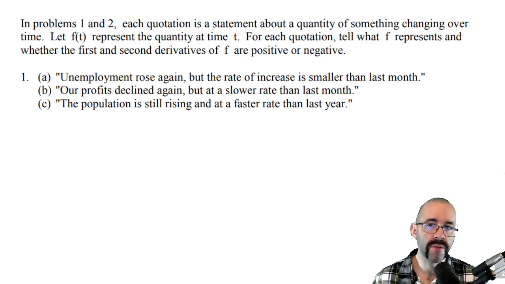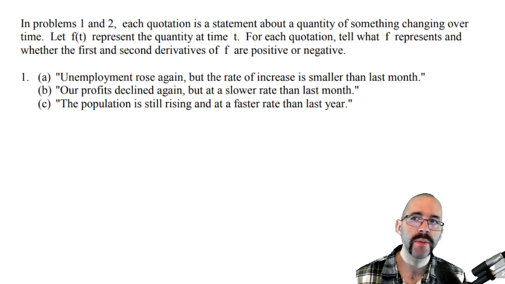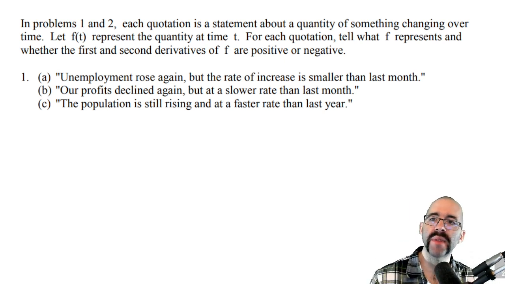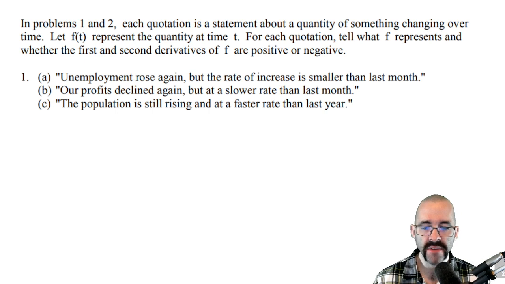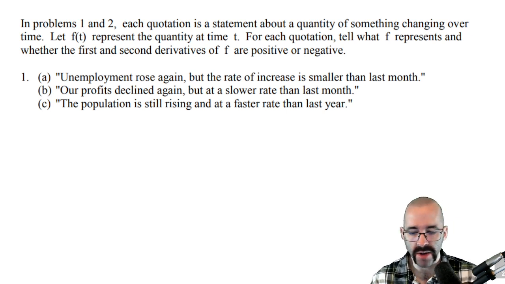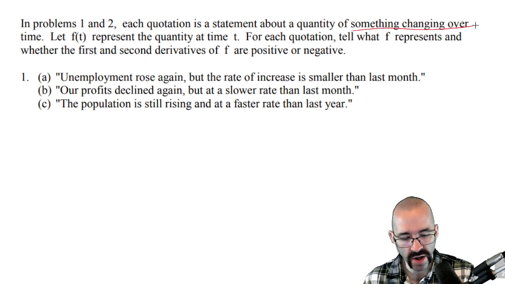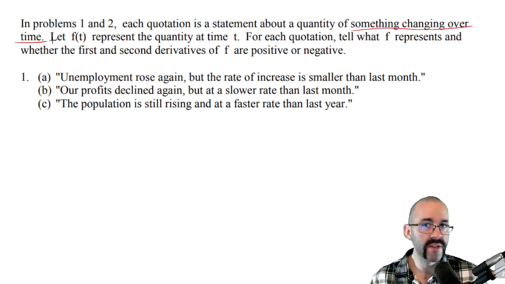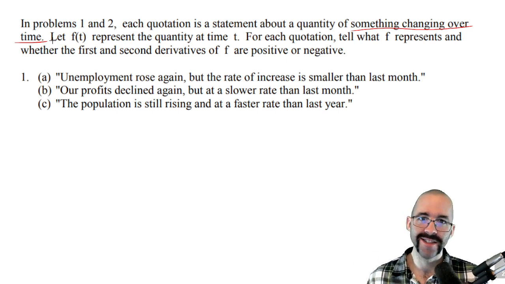This first homework problem from the book that I want to talk about is more conceptual and a little bit squirrely. It kind of uses some definitions and a lot of words, so let's take the opportunity to unpack it. In this problem, each quotation is a statement about a quantity of something changing over time. That's what calculus is all about. Things changing over time, because the derivative is rate of change. And now we have a second derivative, which is how the derivative changes.